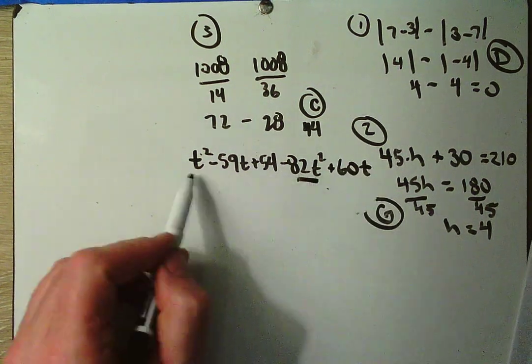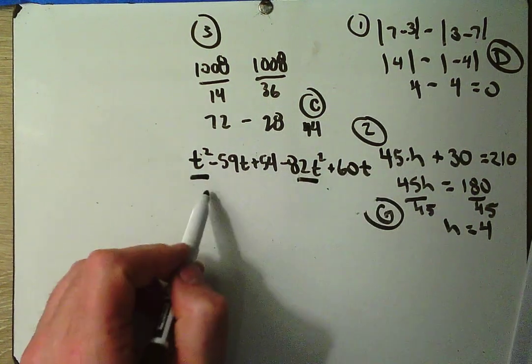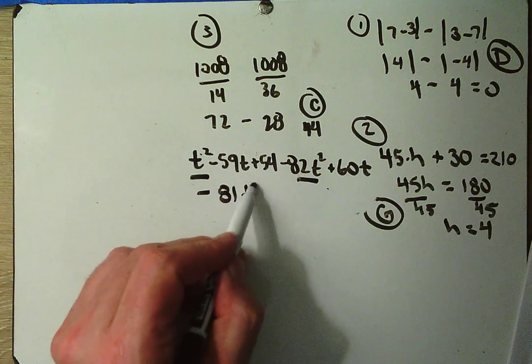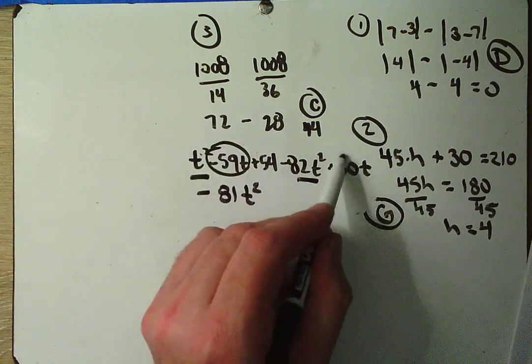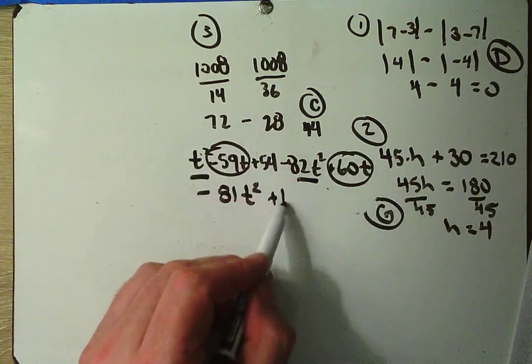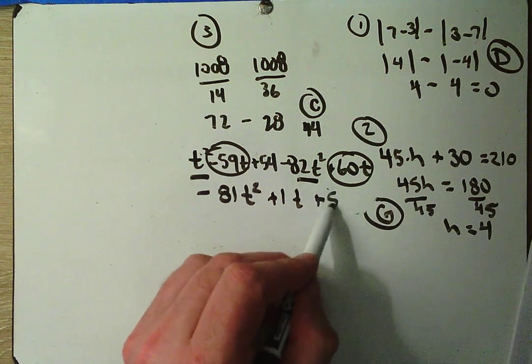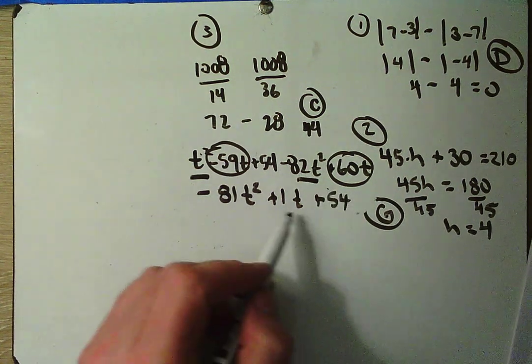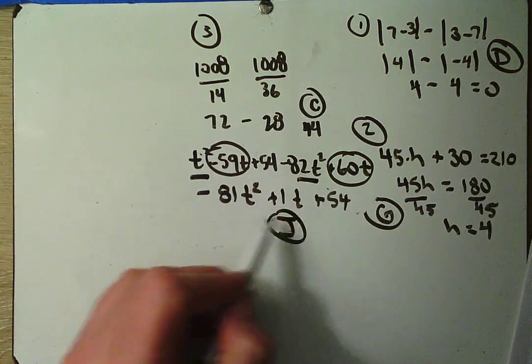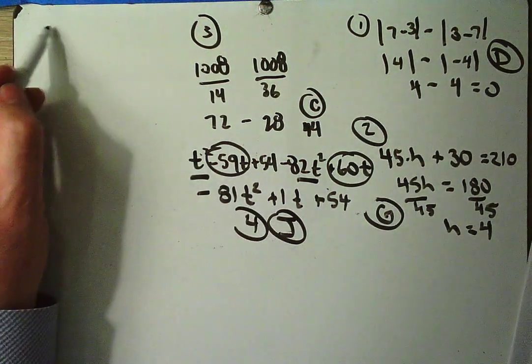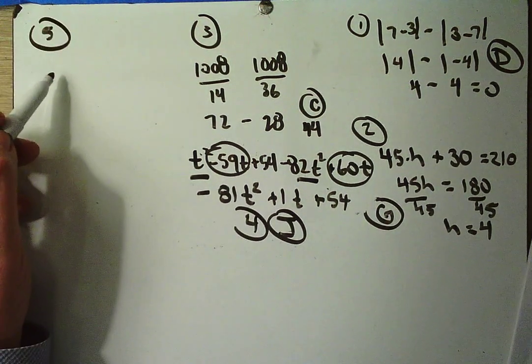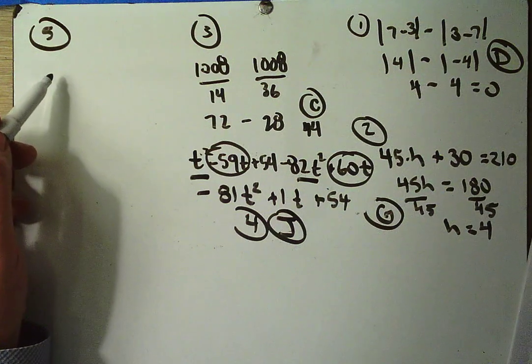All right, so we can combine these and we get negative 81t squared. And we can combine these and we get 1t, and then we have that 54. And that's why J is my answer for number 4. 4 is J.